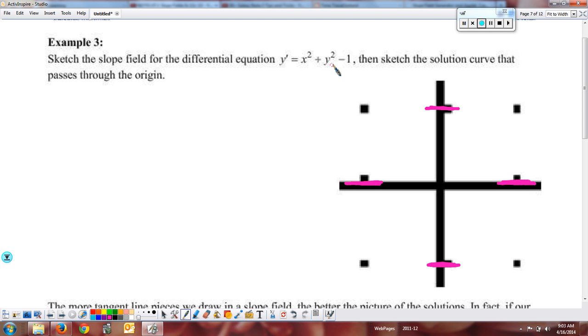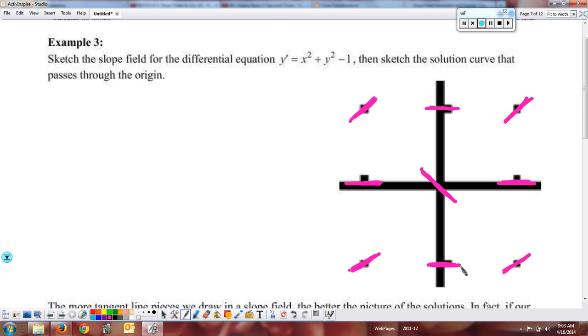If I'm at 0, 0, that would have a slope of negative 1, so we put that in going in our negative direction. If I am at 1, 1, that would end up being a slope of 1, so that would be in this direction. If I am at 1, negative 1, well, that would still be a slope of 1. Negative 1, 1, slope of 1, and slope of 1.